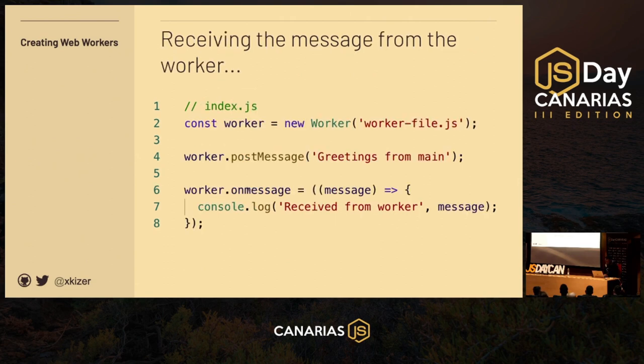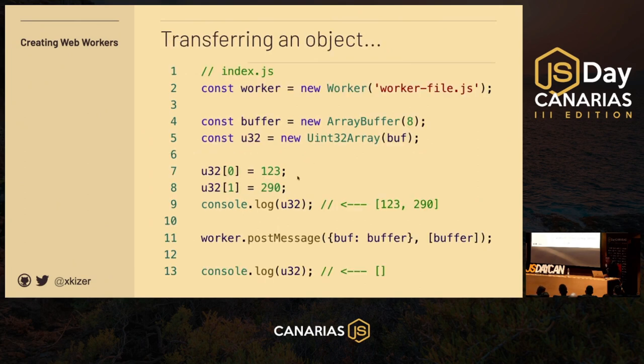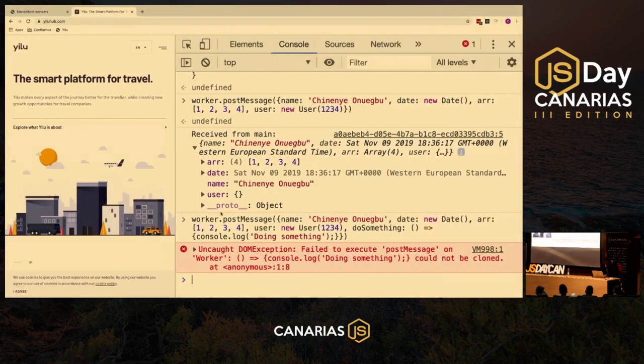And let's try to transfer an object. So we are going to transfer an array buffer. Who here knows what an array buffer is? JavaScript array buffer. In JavaScript, an array buffer is basically a chunk of memory that holds some data, and you can decide how you want to read this data. And I'm going to show an example.